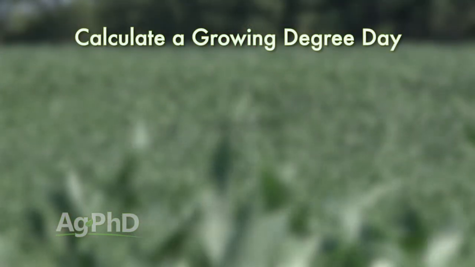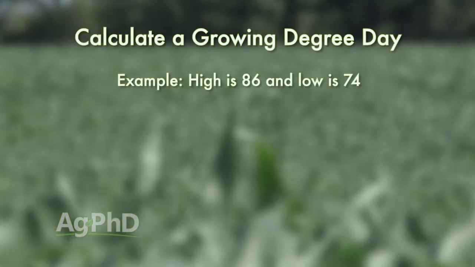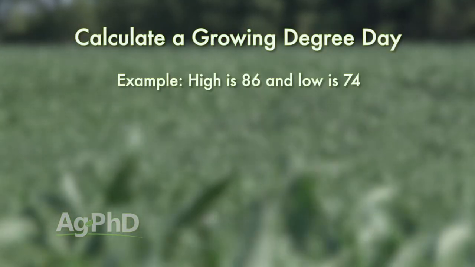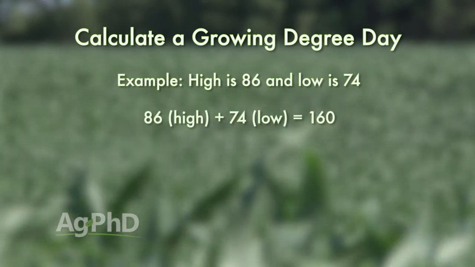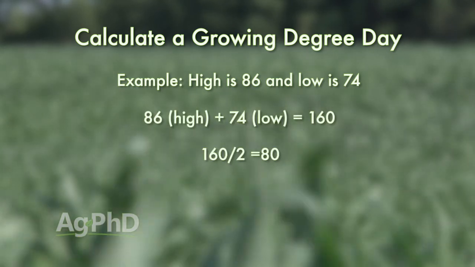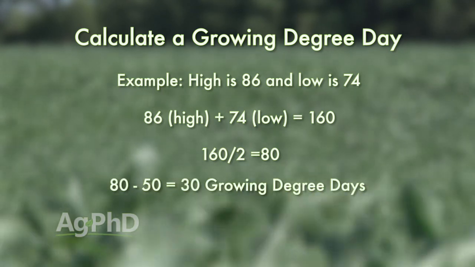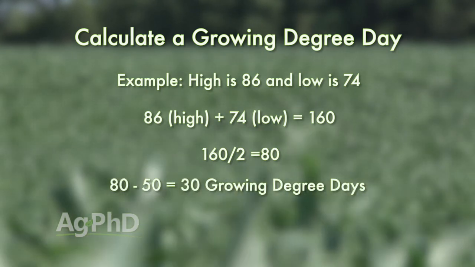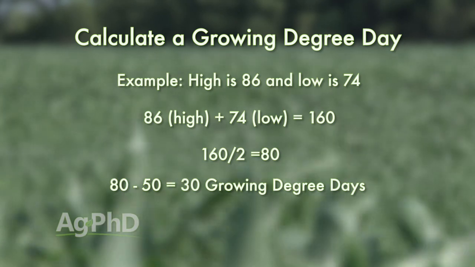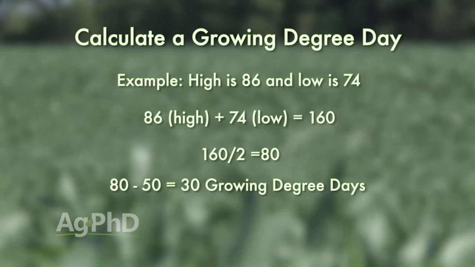When you get to the middle of the summer, though, growing degree day accumulation becomes pretty rapid because the nighttime temperatures aren't falling so low in most cases. So let's say for this example, the high temperature for the day is 86, the low temperature is 74. When you add those two together, that's 160. Divide that by 2, that's 80, and then subtract 50, you've got 30 growing degree days, which would be a much more rapid accumulation throughout that part of the season.